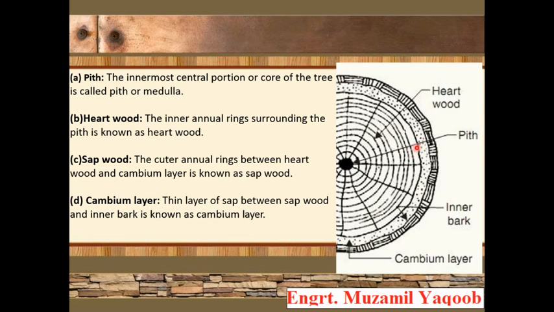The first one over here, you can see, is pith. The innermost central core of the tree is called pith or medulla. Then comes the heartwood. The inner annual rings surrounding the pith are known as heartwood. So you can see the part of this figure I am pointing to is known as heartwood. Then comes sapwood.